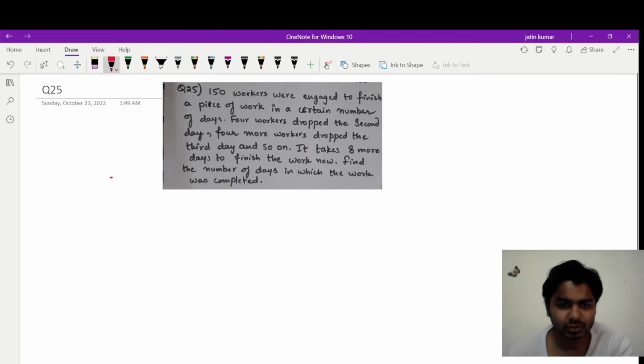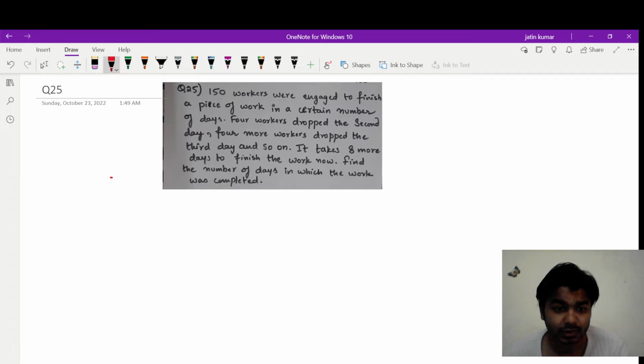Now question number 25. 150 workers were engaged to finish a piece of work in a certain number of days. 4 workers dropped the second day, 4 more workers dropped the third day, and so on. It takes 8 more days to finish the work. Now find the number of days in which the work was completed.